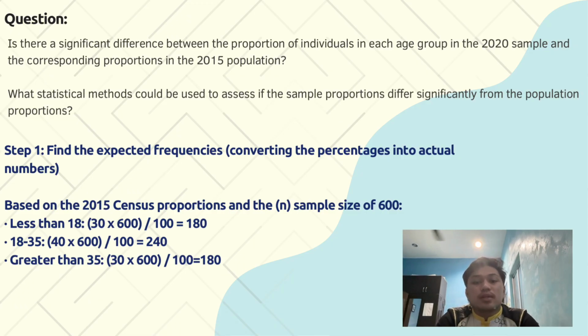Now step 1 is to find the expected frequency for our 600 people using the 2015 percentage. For less than 18, 30% of 600 equals 180. For 18 to 35, 40% of 600 equals 240. For greater than 35, 30% of 600 equals 180.